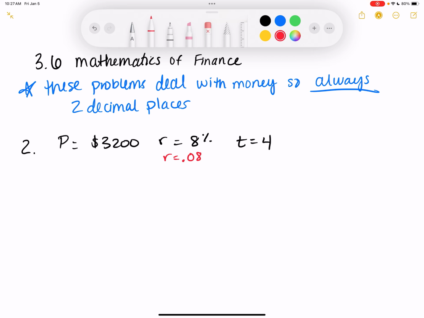I was on the money. Okay. That sounds so weird right there.